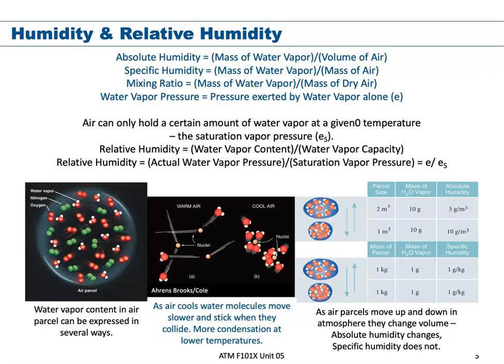Air at 10 degrees Celsius has a saturation vapor pressure of 12 hectopascal, while at 40 degrees Celsius it has a saturation vapor pressure of 74 hectopascal. So at 10 degrees Celsius, a parcel of air with vapor pressure of 10 hectopascal has a relative humidity of 10 over 12, or 0.83, or 83%. At 40 degrees Celsius, that parcel with the same amount of water has a relative humidity of 10 over 74, or 0.14, or 14%. Why is this useful?